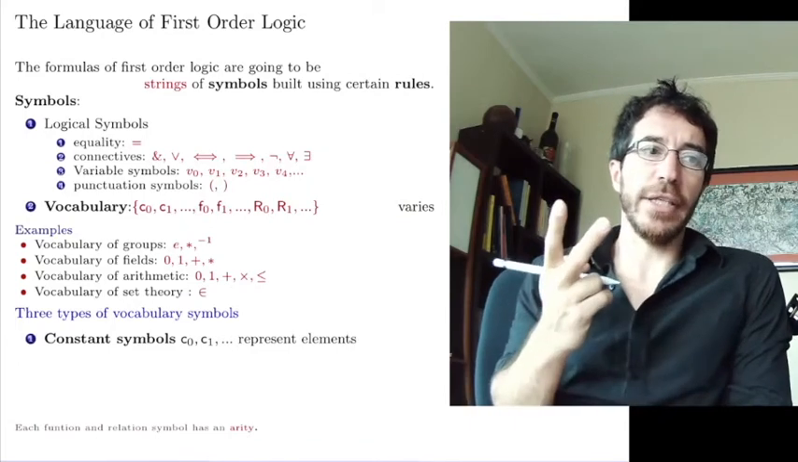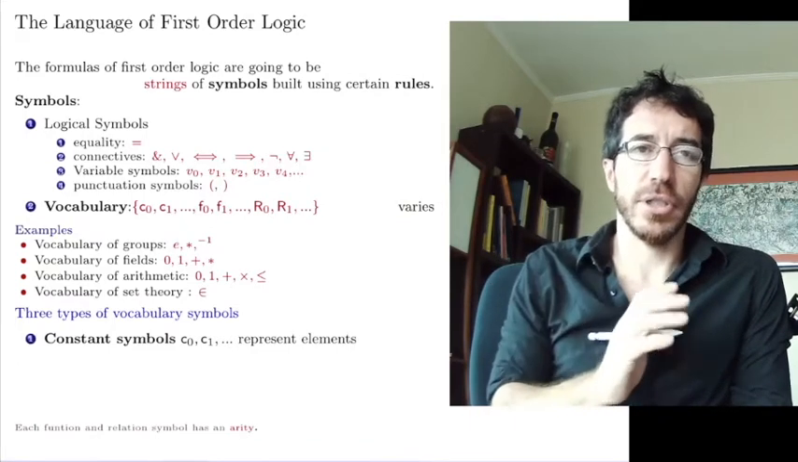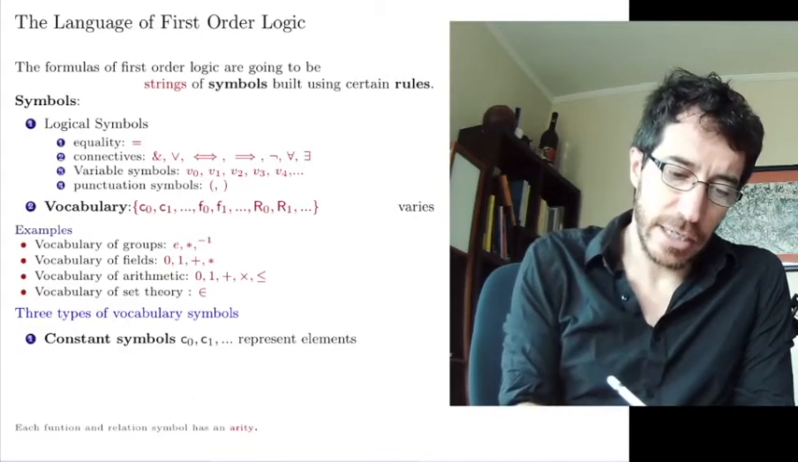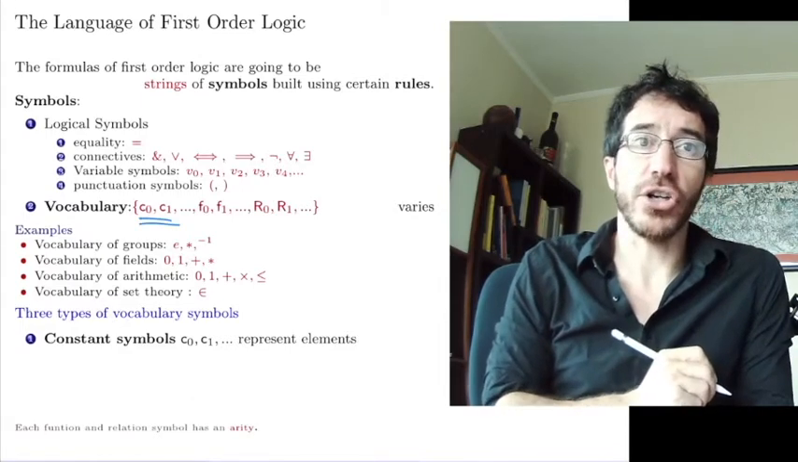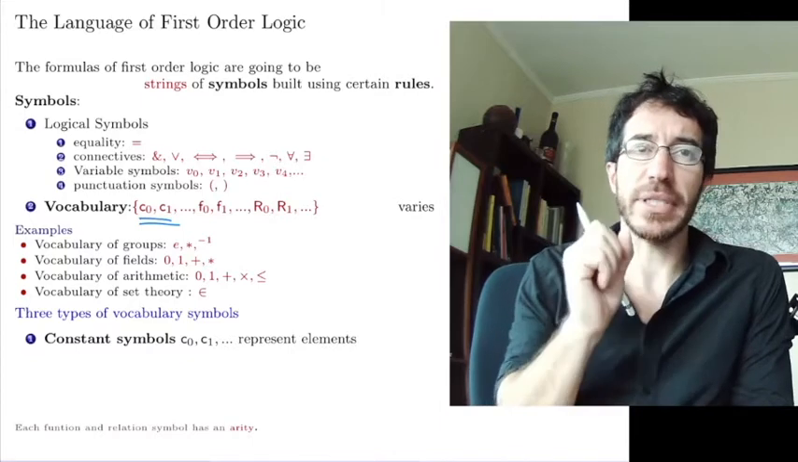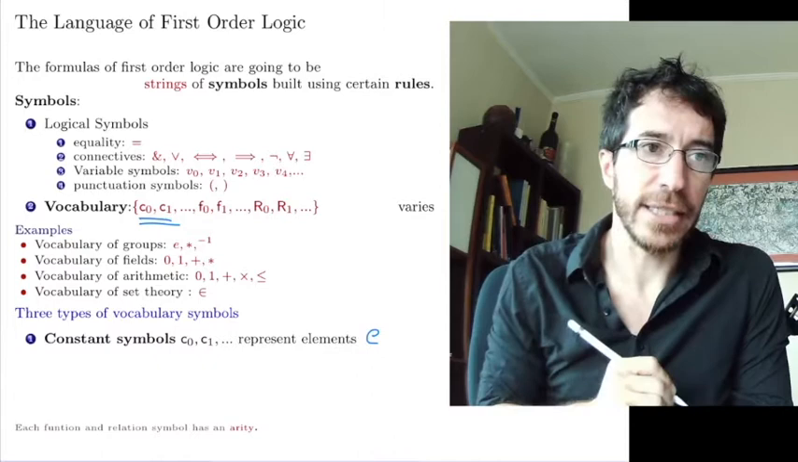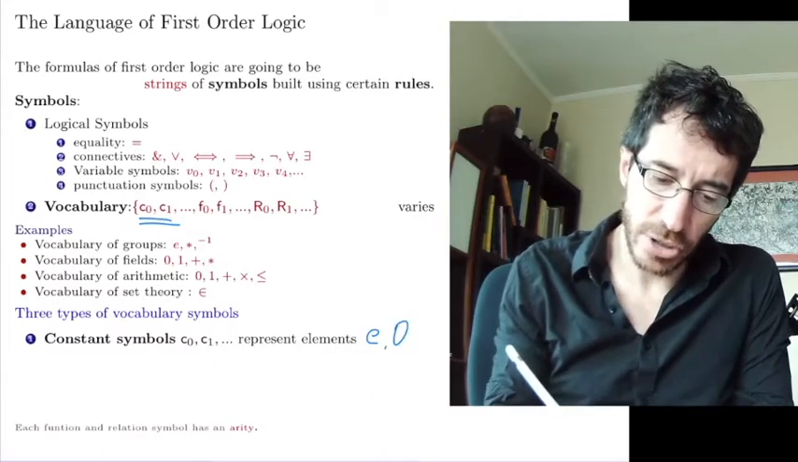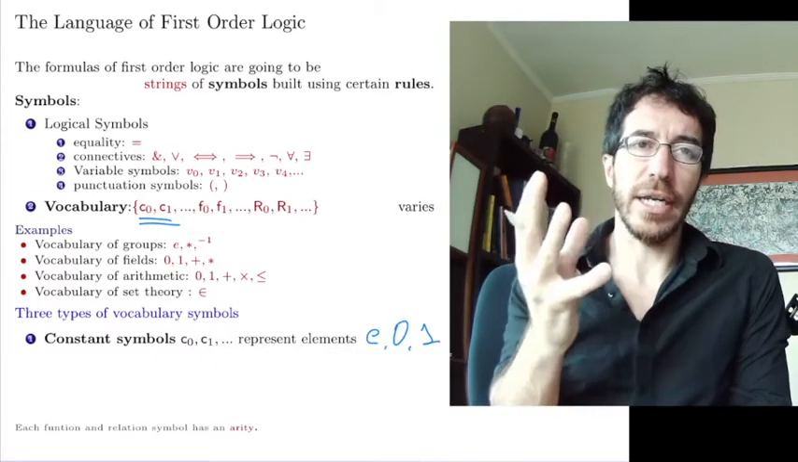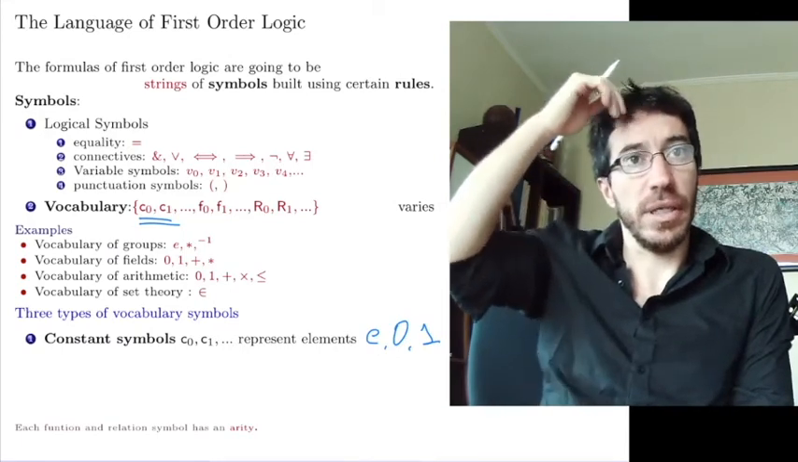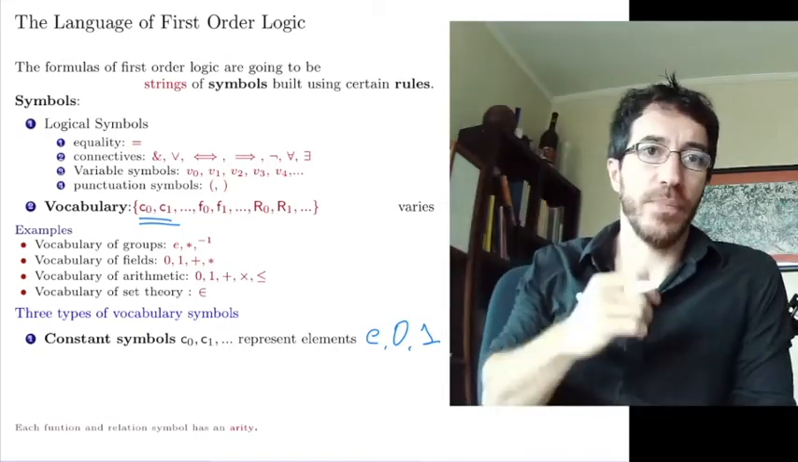Okay, so there are three types of vocabulary symbols. Let's go through them one by one. So we have the c's, which are called the constant symbols. The constant symbols represent elements. Like for instance, in our examples, e, the identity in the group, 0 and 1, they are constant symbols, all right? So they represent constant elements in whatever structure you're working with.